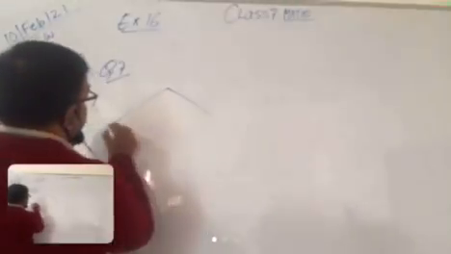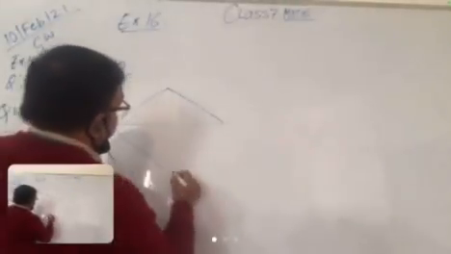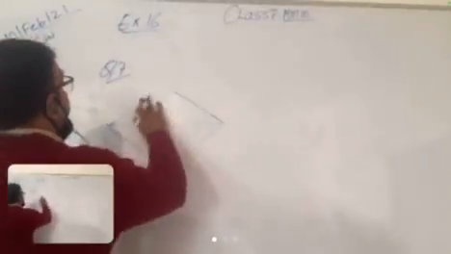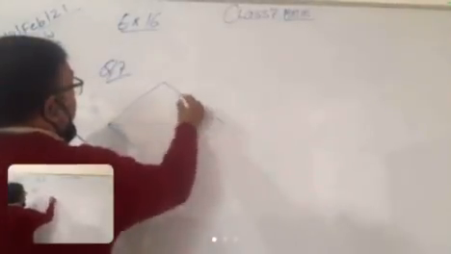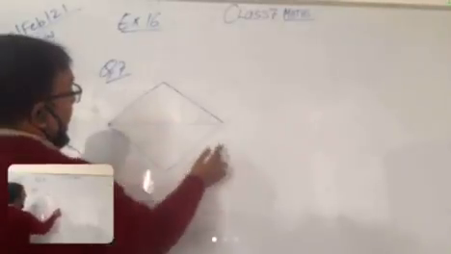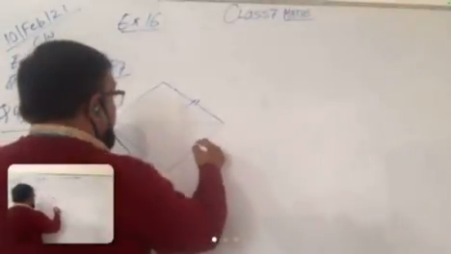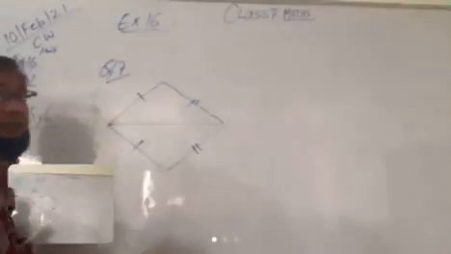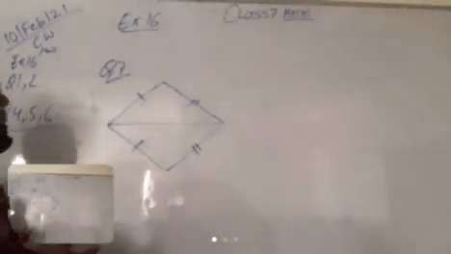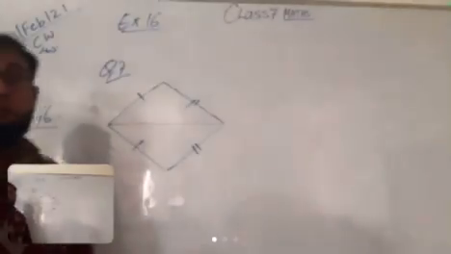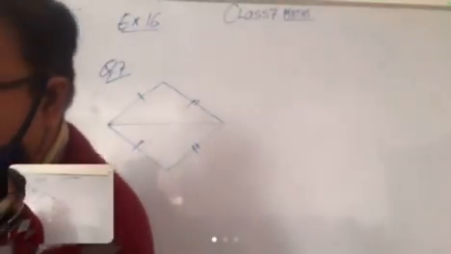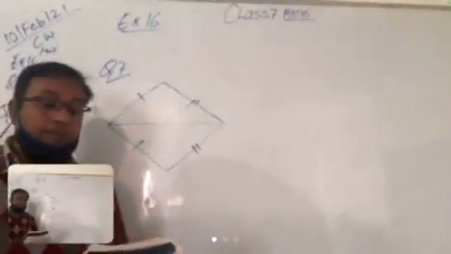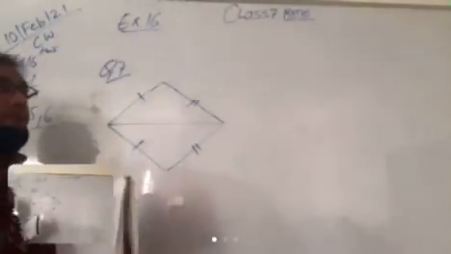So see the question number 7. Here is the figure. Now you see this is equal to this. This is equal to this. So Akriti, tell me, in question number 7, which property do we use to make it congruent? Akriti.